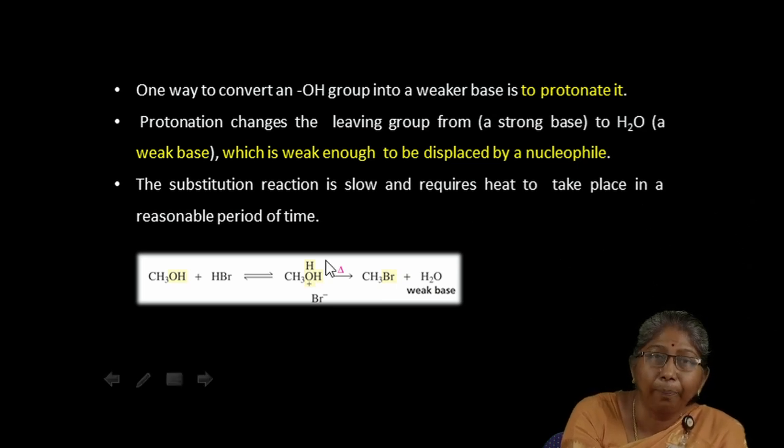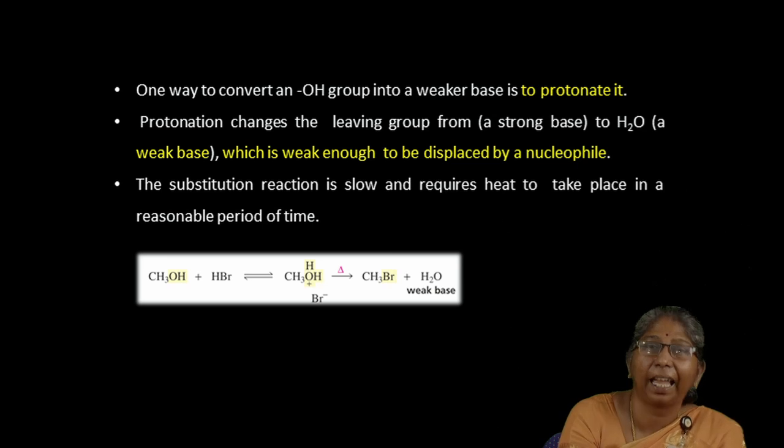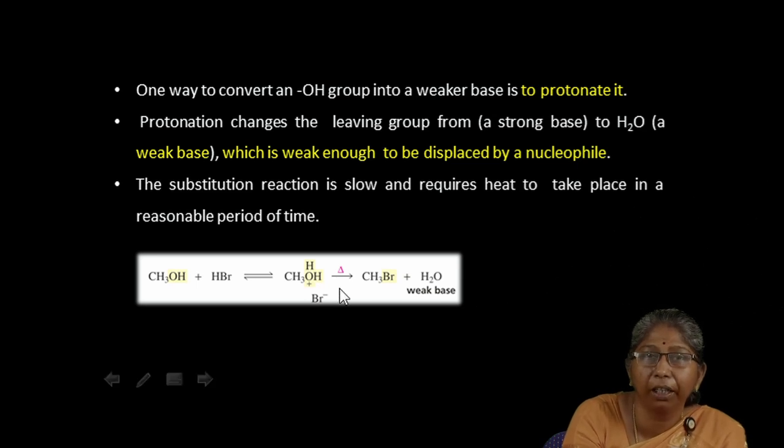HI. So what happens? The oxygen carrying lone pairs of electrons acts as a base and readily accepts the H plus, so the H plus attaches to the oxygen, making that oxygen positively charged. You know that oxygen is highly electronegative and now carries a positive charge. So the bond between carbon and oxygen becomes weaker and it immediately breaks, and what you get is methyl bromide plus water, which is a weak base.